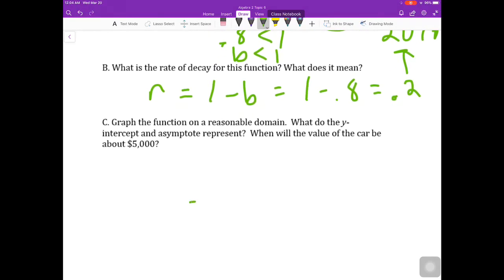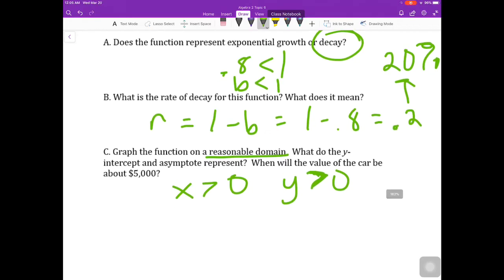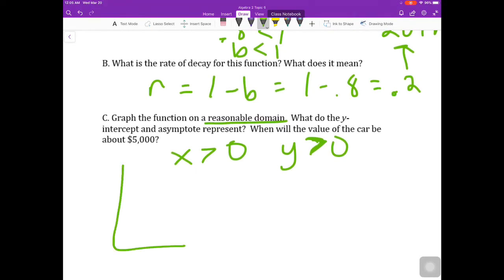So we're going to next graph the function in a reasonable domain. So a reasonable domain means that our X has to be greater than 0, because you can't own a car for less than 0 years. And your y is also got to be greater than 0 because it can't go into a negative value. So our function is going to show up kind of in this little model here. Now your y-intercept up here is 24,000, remember?